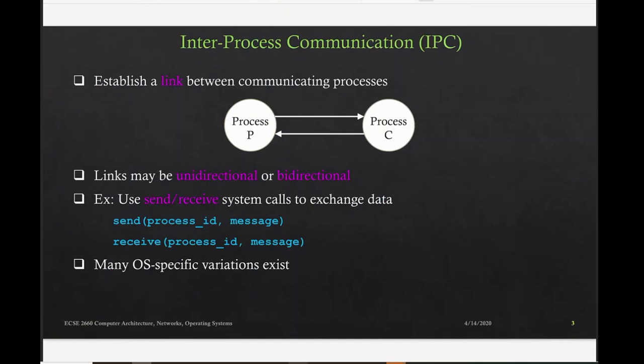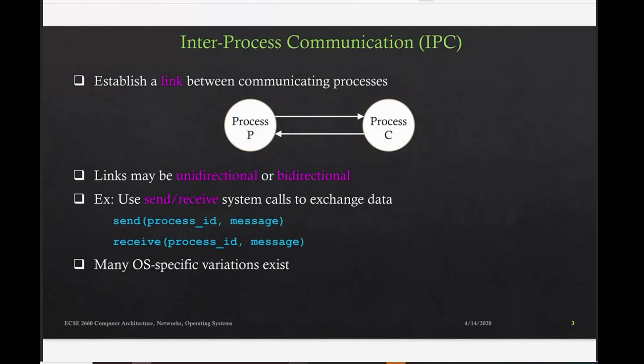But before we do that, what is IPC? Well, it is just establishing a link between communicating or cooperating processes. So if you have two processes, for example, process P and process C, this could be parent and child, or it could be process 1 and process 2, or it could be producer and consumer. We are going to use it in different contexts as we go through this lecture.